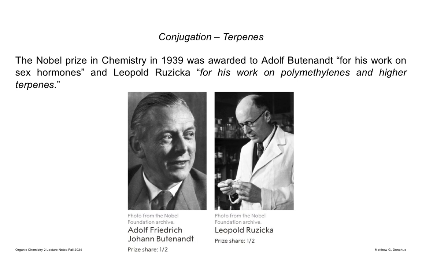So we mentioned that lycopene was made of these monomers. And so lycopene is, in general, a functional group called a terpene. And derivatives of terpenes are called terpenoids. And in 1939, Butenandt and Ruzicka were awarded the Nobel Prize for polymethylenes and higher order terpenes.